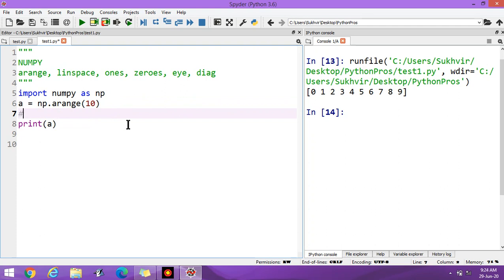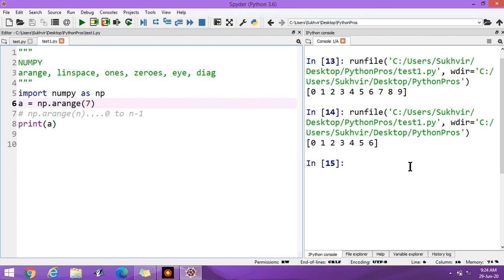If I write np dot arange, inside n is any integer value, then I can print 0 to n minus 1. These are the basic fundamentals. Suppose I write 7 here, then I can print the values from 0 to 6. Now, what more about np dot arange?